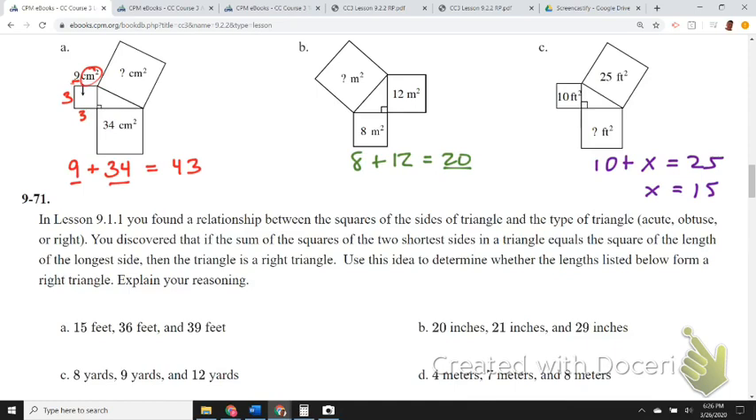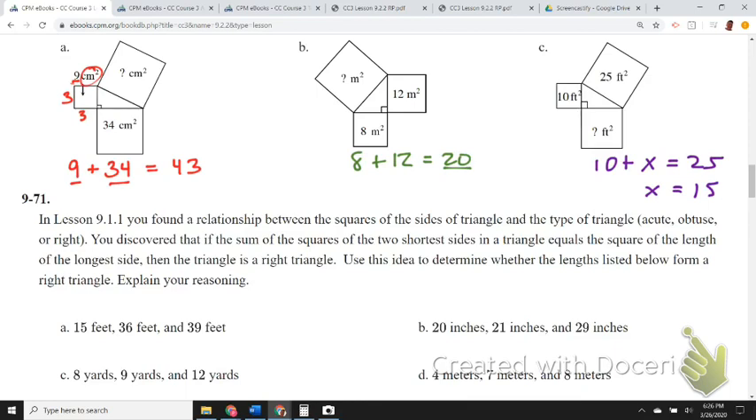8 plus 12 should equal the area of the largest square here. So 8 plus 12 is 20. That means this largest area is going to be 20. Here, it's a little bit out of order, right? So you're going to have to do a tiny bit of algebra to solve.